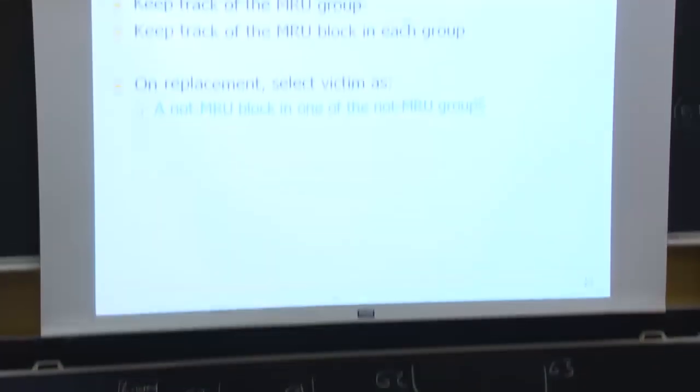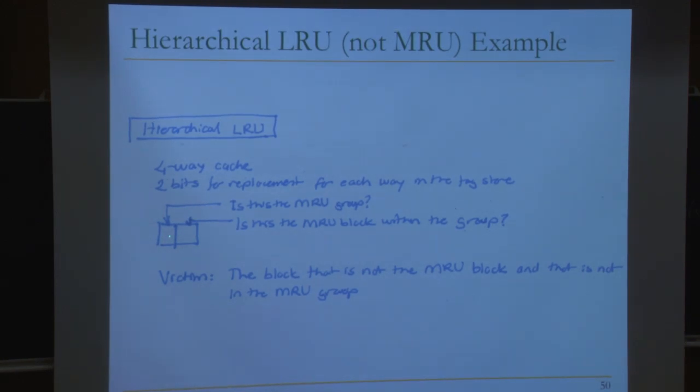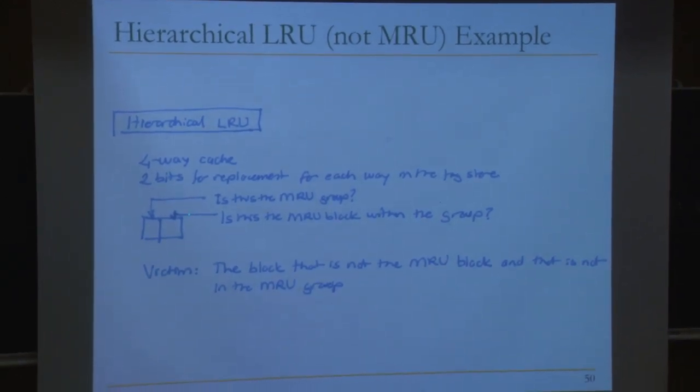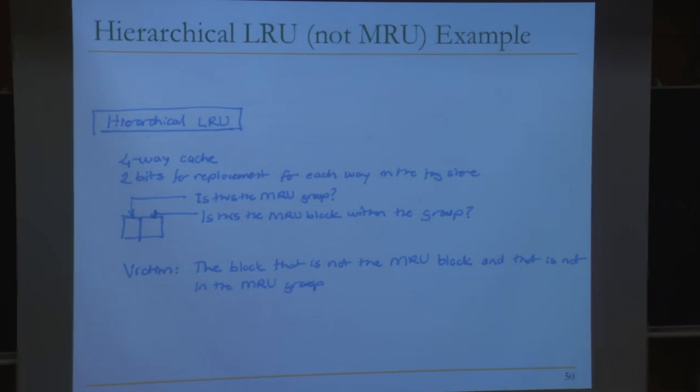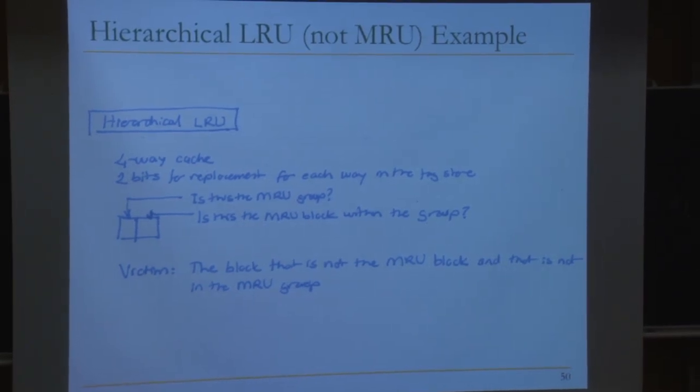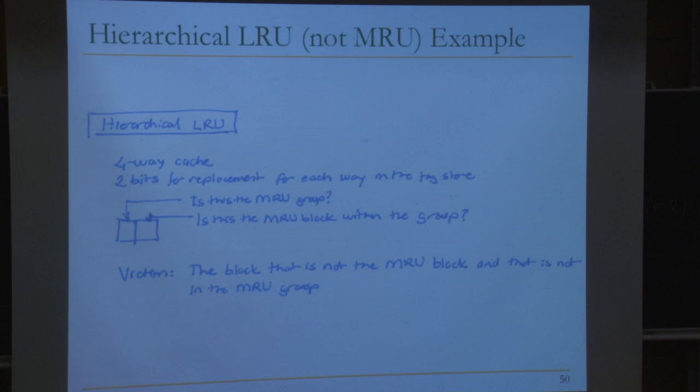Well, you can actually do it in multiple ways. But one way is, for each cache block, ignore this four-way cache, you can have one bit: is this the MRU group? And one bit designating, is this the MRU block within the group? That's one way of doing it. Now, this could be more or less costly depending on how many groups and how many blocks you have in each group. You may want to implement this in a different way, which is a pointer to the MRU group, as well as a pointer to the MRU block within each group. That could take fewer bits, depending on how many ways you have in a cache.